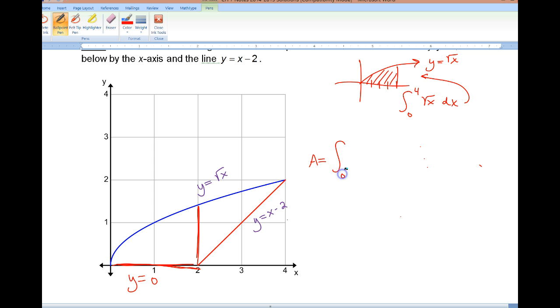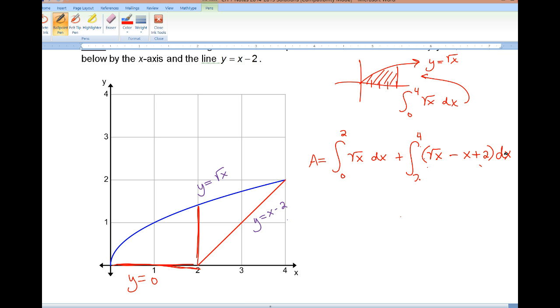So it goes from 0 to 2 of square root of x dx, and then I want to go from 2 to 4 of square root of x minus (x minus 2), so it becomes x plus 2. How would we know to split it up like that? Because of it going in the line x-axis? Because of the x-axis. Okay. We would assume that there's a y equals 0.